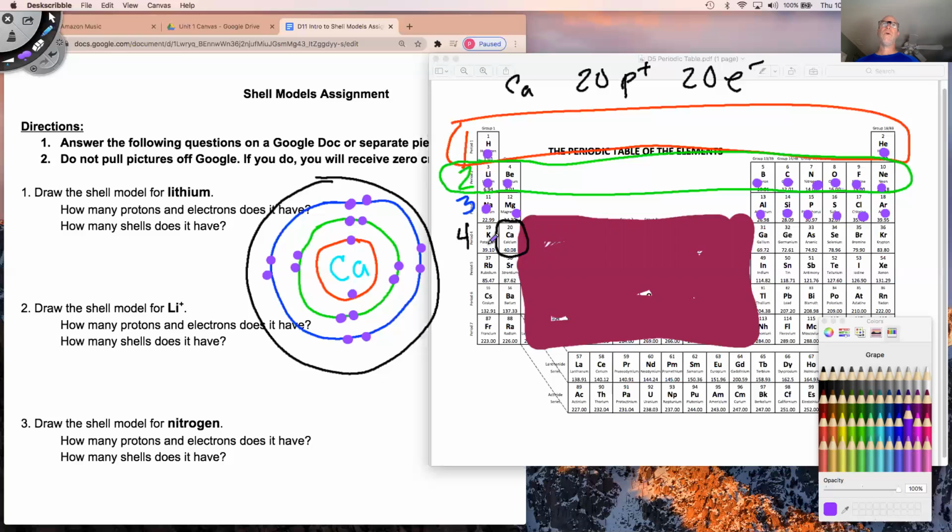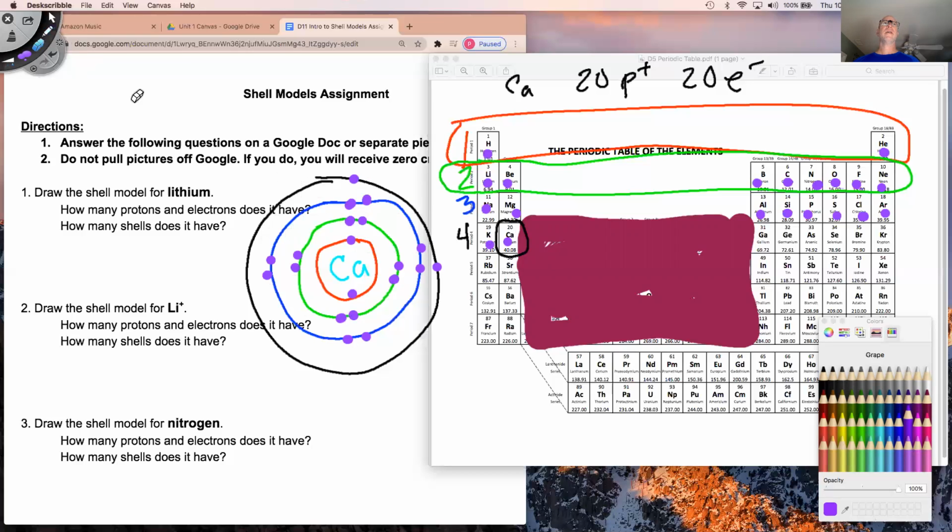Calcium, row 4 is going to have 1, 2. So calcium is going to be 1, 2. And this is going to be what the shell structure looks like for calcium. It's going to have a bunch of electrons in the middle and 2 electrons on the very outside.